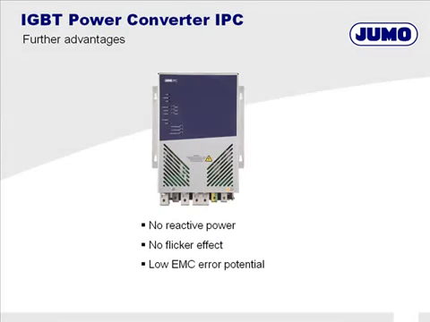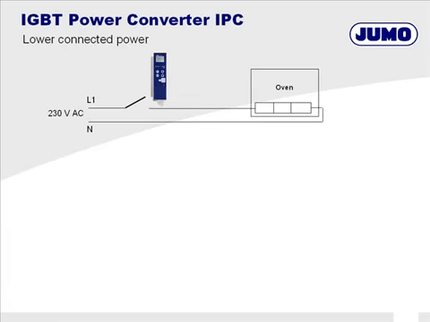In addition to the advantages described before, we would like to inform you about further advantages of the IGBT power converter IPC. Simplified, you can see a thyristor unit as a fast switch. Depending on whether the switch is open or closed, the thyristor unit alternates between 0 and the maximum output. If, for example, the required power is 15 kilowatt and the nominal power of the heater is 30 kilowatt, the thyristor unit will alternate between 0 and 30 kilowatt.